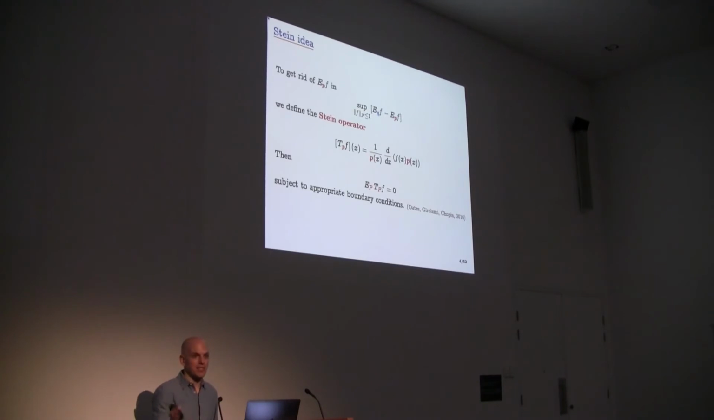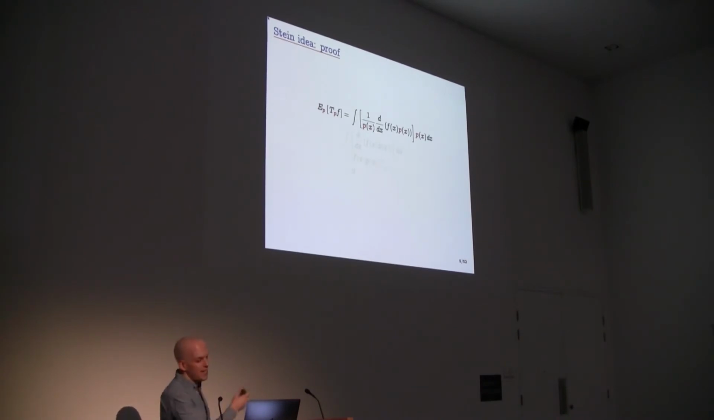The way I can do this is to use a trick that comes from Stein's method. If I have a function f, I have an operator that I can apply to this function that will make its expectation 0 under p. What does this operator look like? It's just 1 on p times d/dx of f times p. This looks a little obscure right now, but it turns out that the expectation of T_p f under p is indeed 0. Let's see why this is.